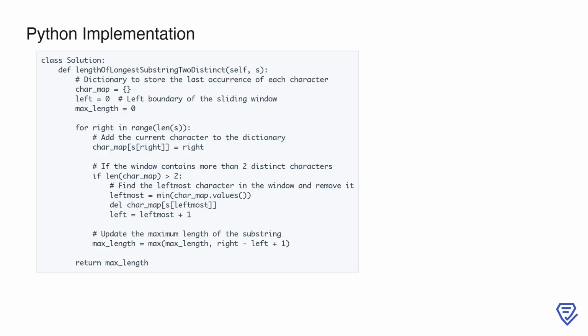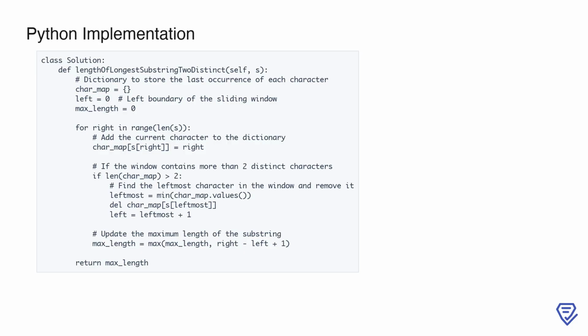3. Add characters. For each character at index right, it is added to char_map with its index. This ensures the dictionary keeps track of the most recent occurrence of each character in the current window. 4. Check distinct count. If the size of char_map exceeds 2, i.e., more than two distinct characters, the algorithm identifies the leftmost character in the window, using min(char_map.values()), and removes it from char_map. Subsequently, the left pointer is moved to exclude the removed character from the window.